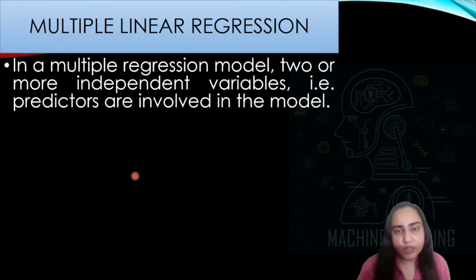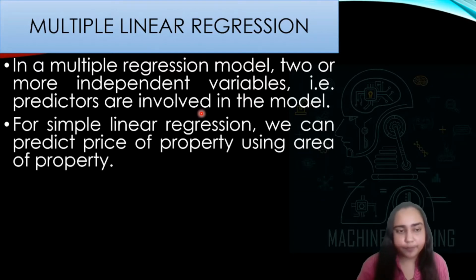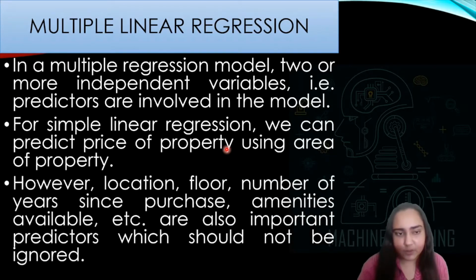In a multiple linear regression model, two or more independent variables, that is, predictors, are involved in the model. So instead of one column acting as x, we will have several x values like x1, x2, x3 for the different columns. For simple linear regression, we can predict the price of a property using the area of a property, right? We could make predictions about the price of that property.